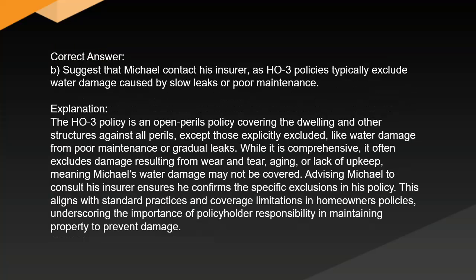Correct answer. B. Suggest that Michael contact his insurer, as HA3 policies typically exclude water damage caused by slow leaks or poor maintenance. Explanation. The HA3 policy is an open perils policy covering the dwelling and other structures against all perils, except those explicitly excluded, like water damage from poor maintenance or gradual leaks. While it is comprehensive, it often excludes damage resulting from wear and tear, aging, or a lack of upkeep, meaning Michael's water damage may not be covered.